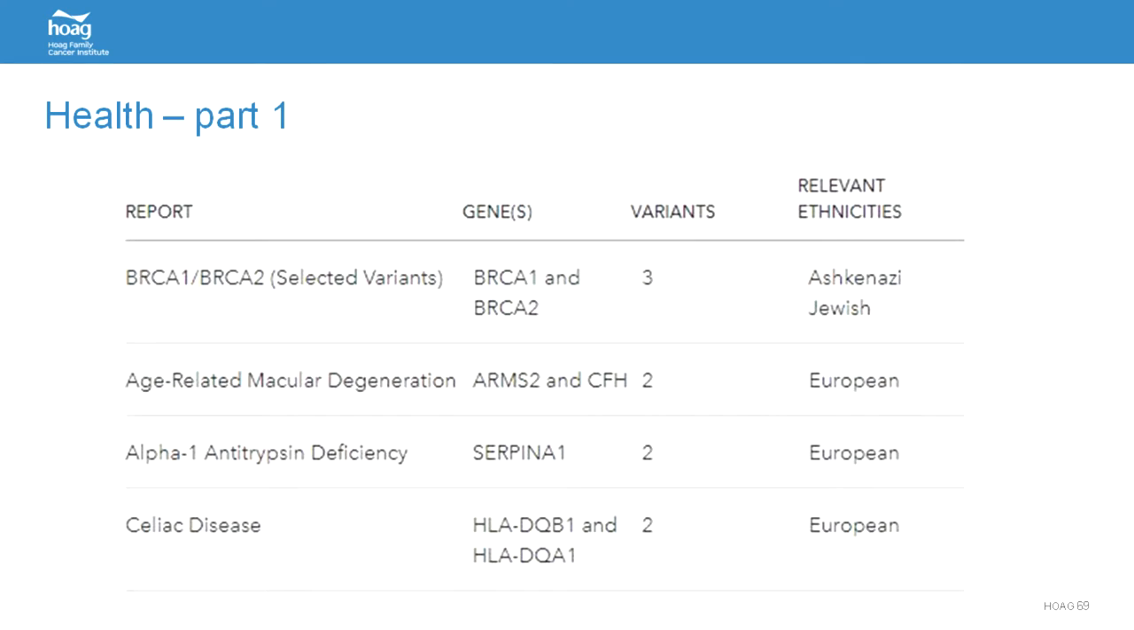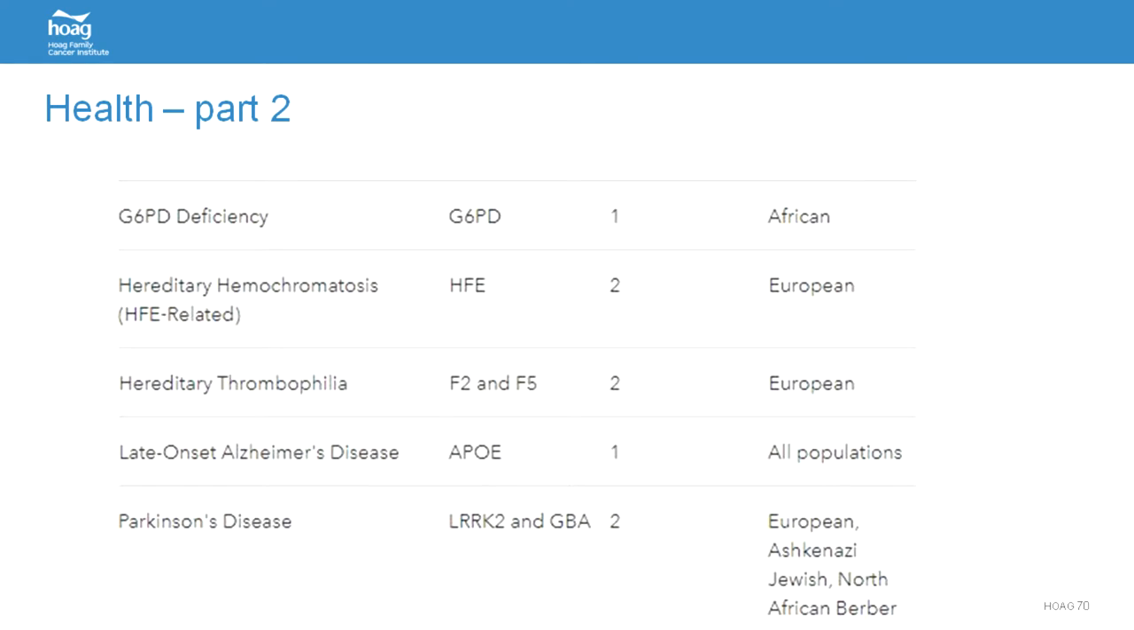Then comes the health part. They actually test a couple letters of DNA in a number of genes, including BRCA1, BRCA2, age-related macular degeneration, alpha-1 antitrypsin deficiency, celiac disease, glucose-6-phosphate dehydrogenase deficiency, hereditary hemochromatosis, hereditary thrombophilia, late-onset Alzheimer's, and Parkinson's disease. And you can see these numbers here refer to the letters of DNA that they're testing, the quantity. And these are genes that are maybe 10,000 letters of DNA long.